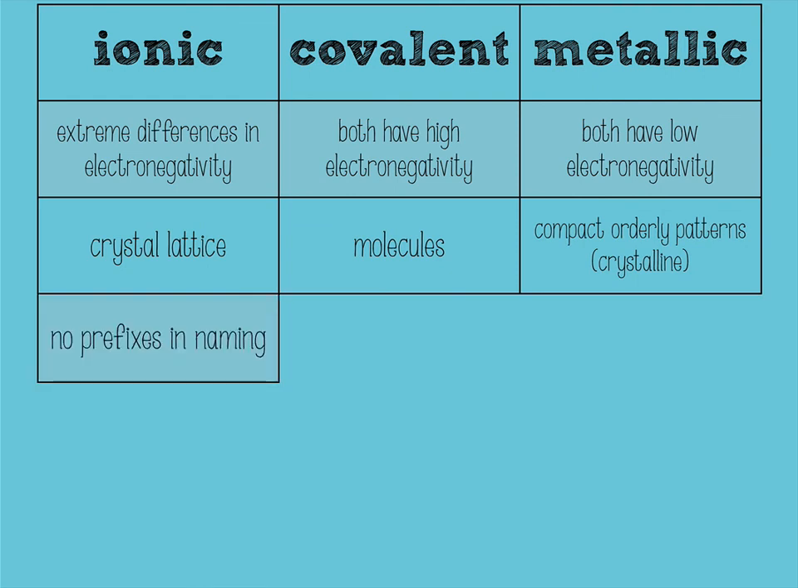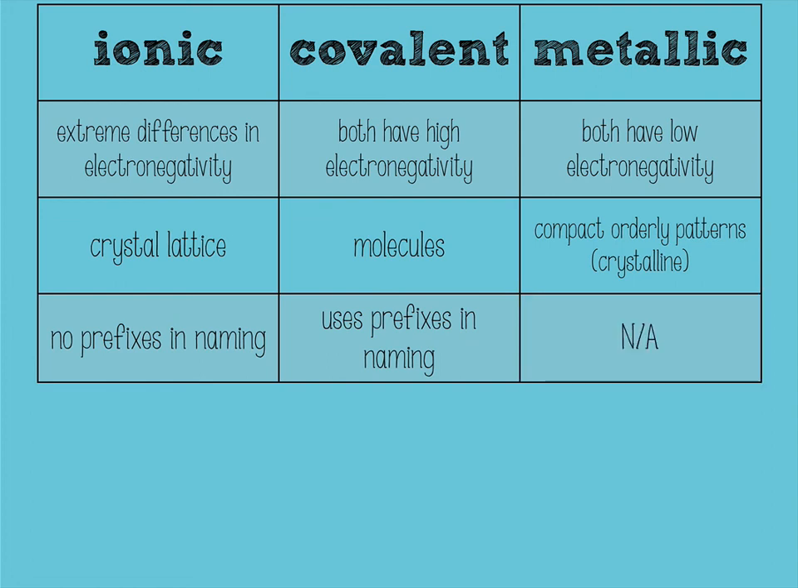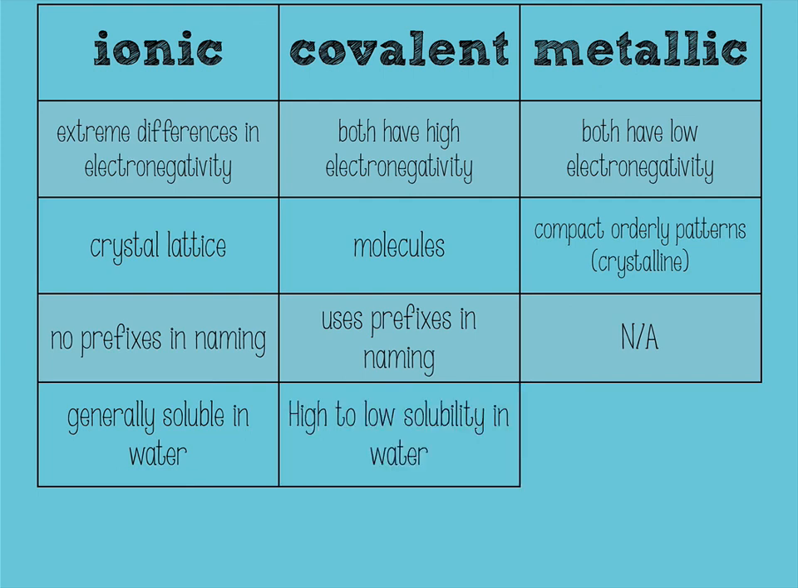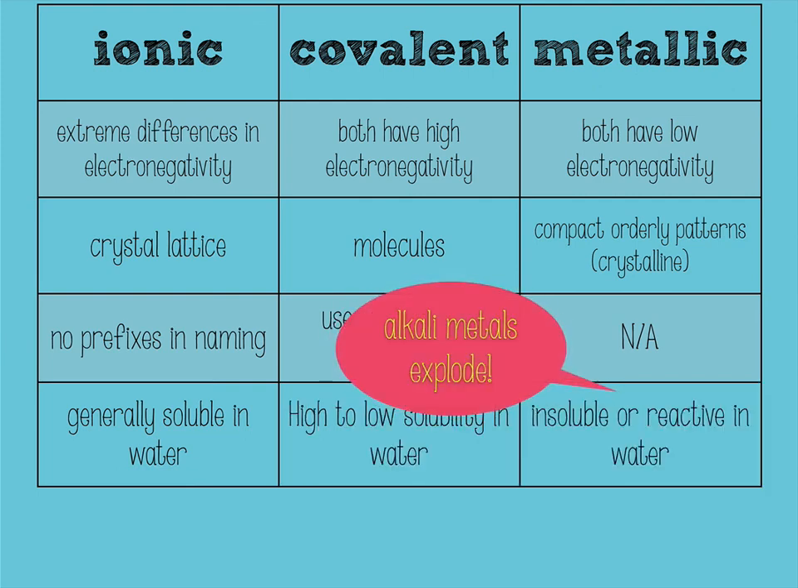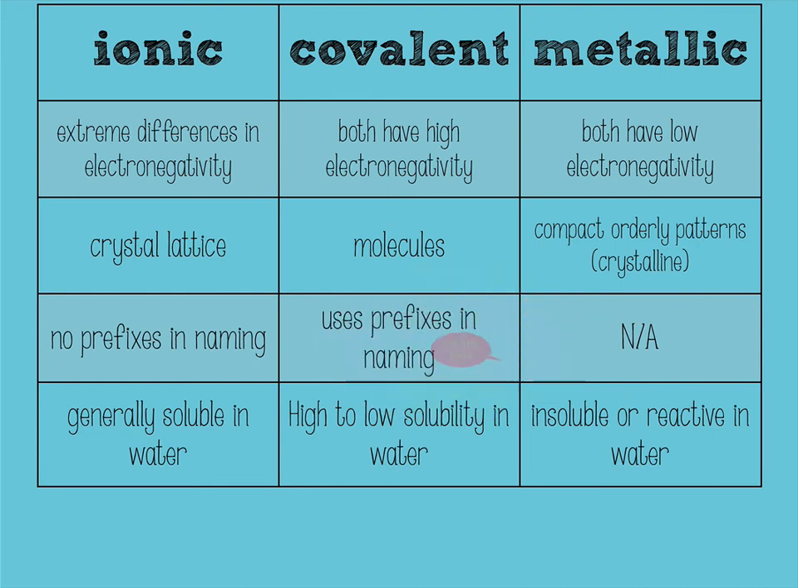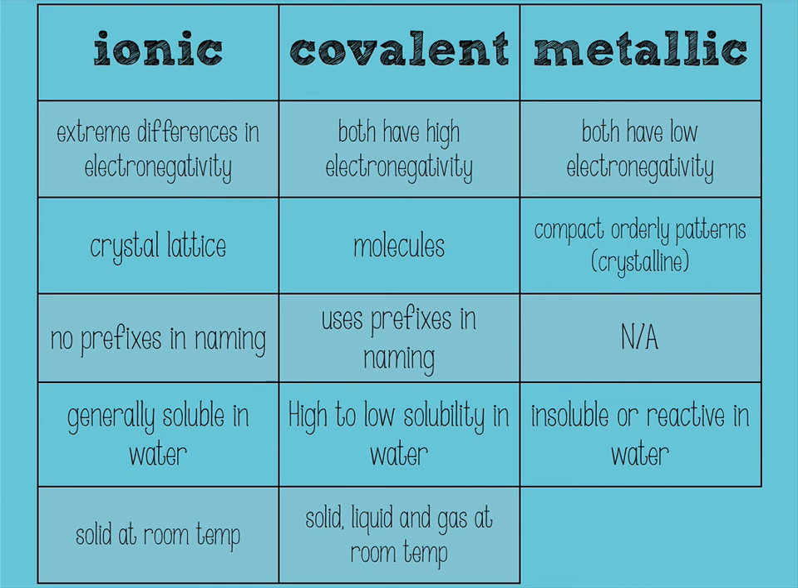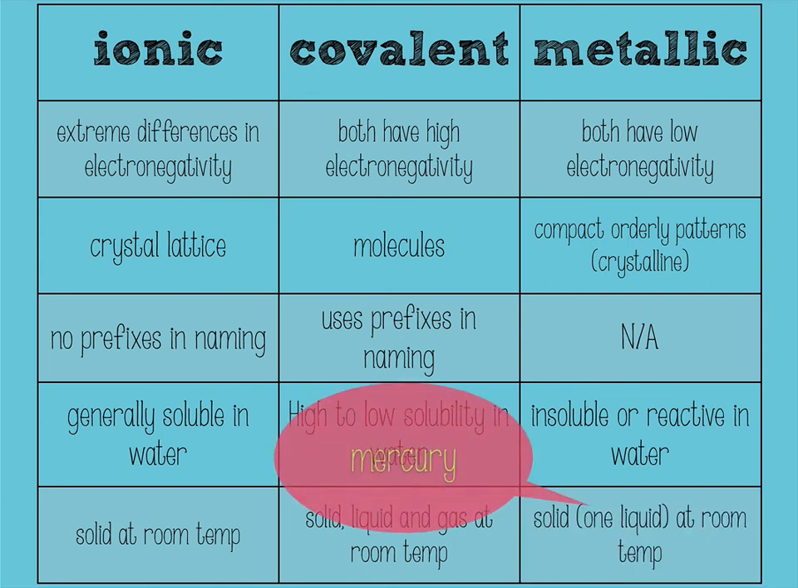Ionic compounds don't use prefixes in the naming, covalent compounds do, and we don't have a naming convention for metal alloys. Ionic compounds are generally soluble in water, covalent compounds will vary, and metallic compounds are insoluble or reactive in water. Ionic compounds are solid at room temperature, covalent can be solid or liquid at room temperature, and metallic compounds are solid, with one exception, at room temperature.